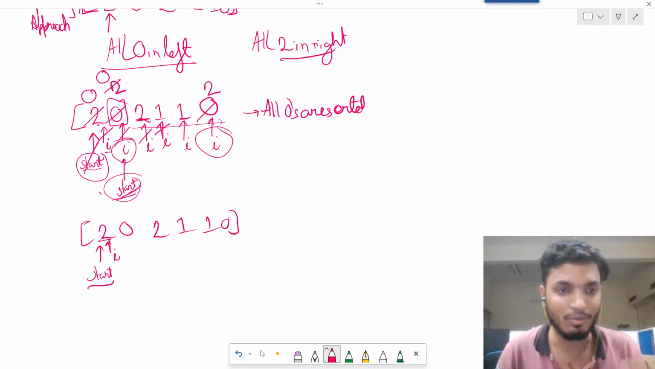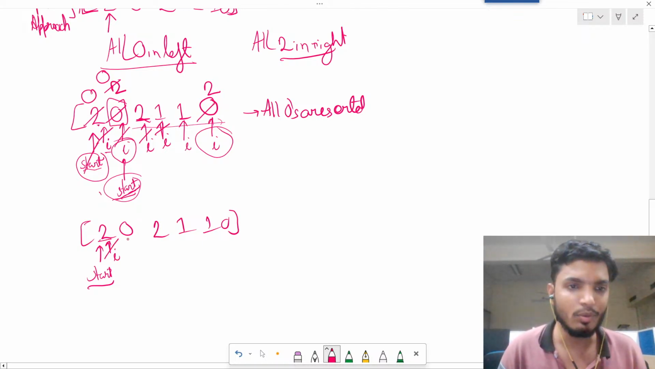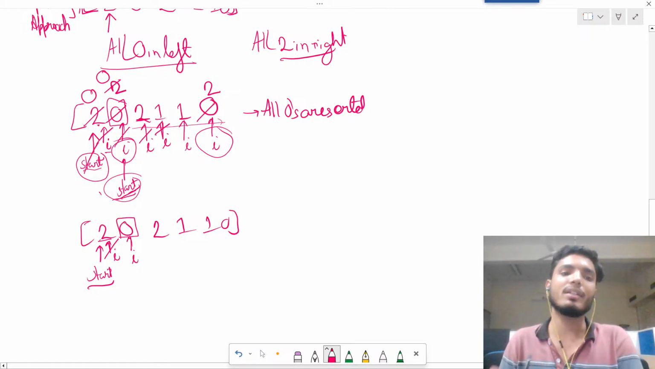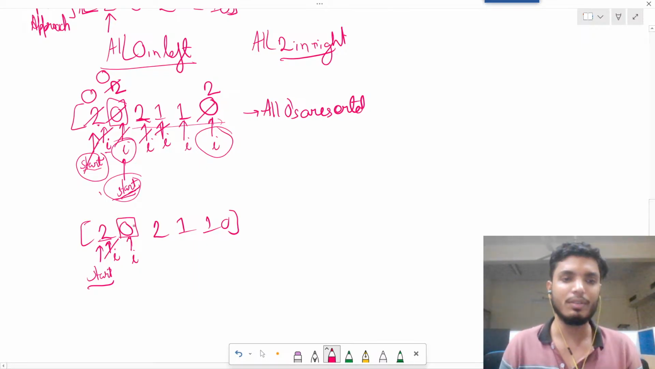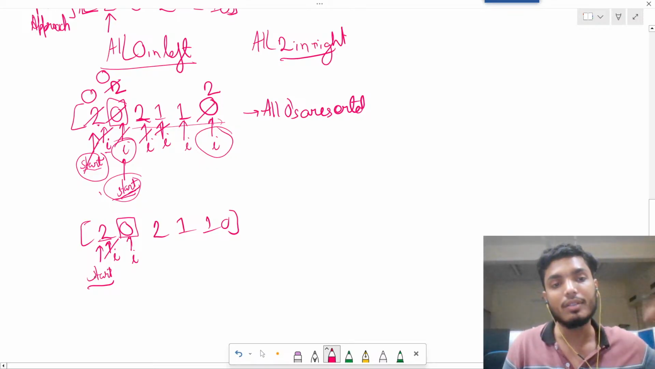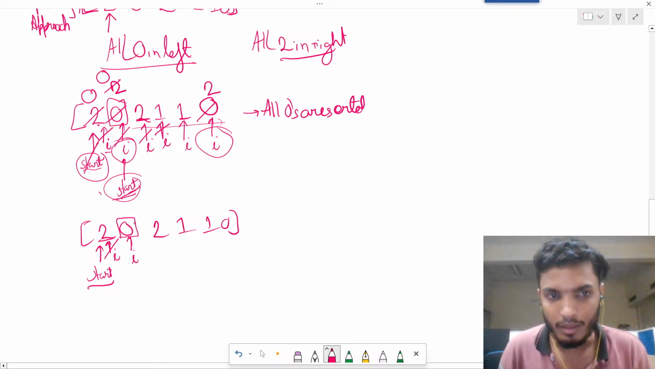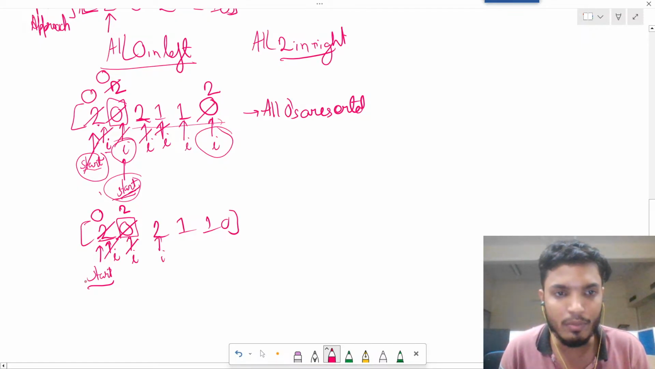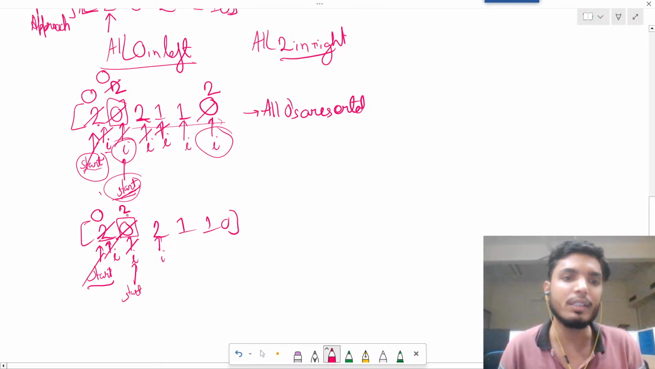Is this 0? No, this is not 0. So I'll again move I here. Is it 0? Yes, it is 0. So 0 should be where? 0 should be at the start position. Start will indicate where my 0 should be. So I will be swapping both. Here it will be 0, here it will be 2. And I will move I ahead and I will also move start. Why? Because start is indicating if 0 comes, put it here.